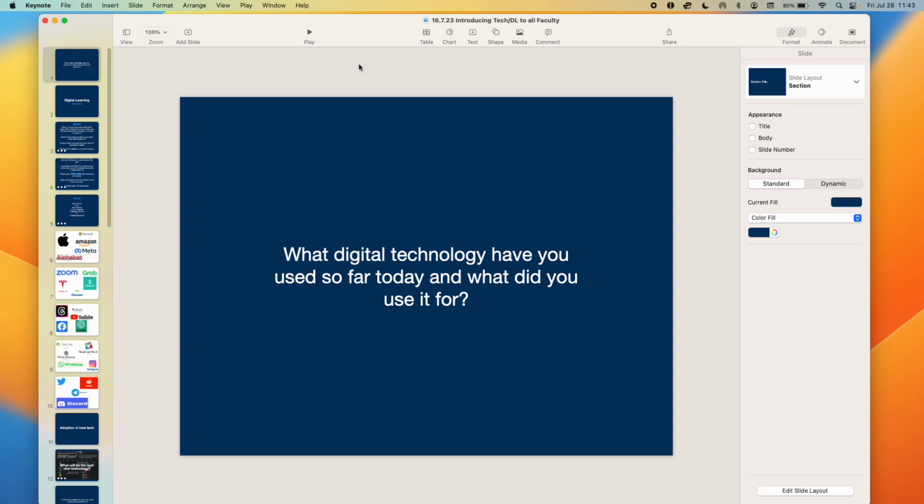So it's like that, but it also introduces what digital learning is and gets people to think about that. Then there are a few activities in here. And we've got a little bit of AI, of course, and some other bits and pieces. So maybe it's of use to you if you're introducing technology to your faculty this year, or maybe to give you some ideas.